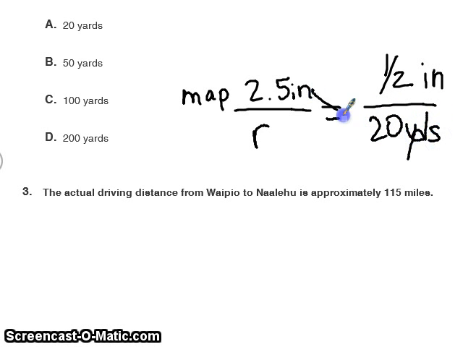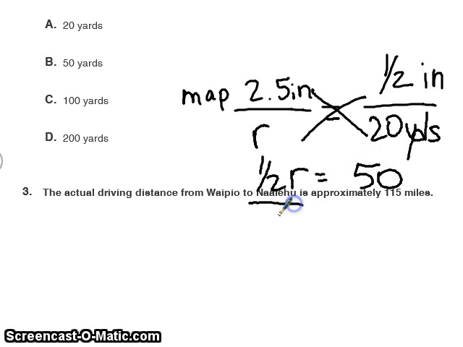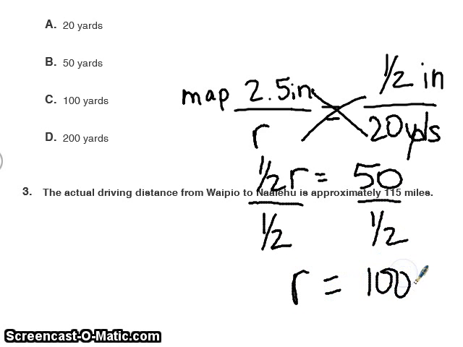So I'm going to cross multiply. So 1/2 R is equal to 2.5 times 20, which is 50. I'm going to divide both sides. You could divide by 1/2 or you can multiply by 2. Remember your grapes of wrath. So I get R. In reality, the distance is 100 yards. Correct answer choice is C.